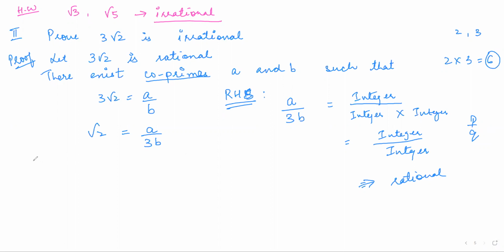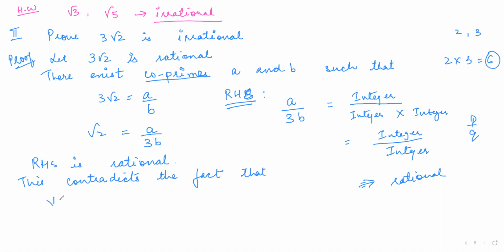So we can write, RHS is rational, right? So this contradicts the fact that under root 2 is irrational.